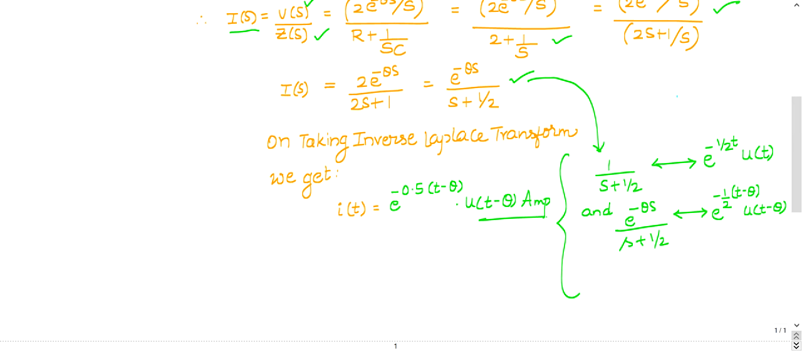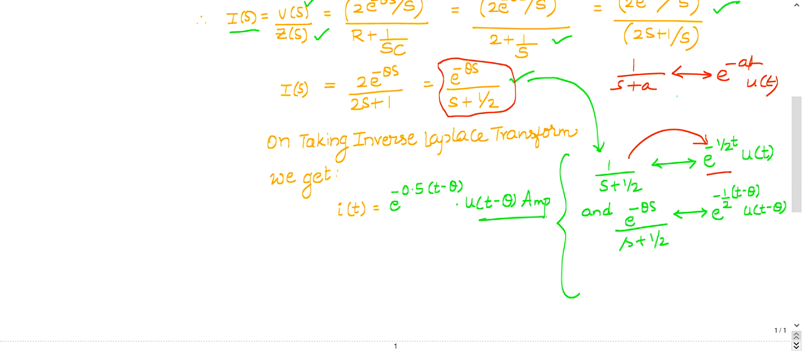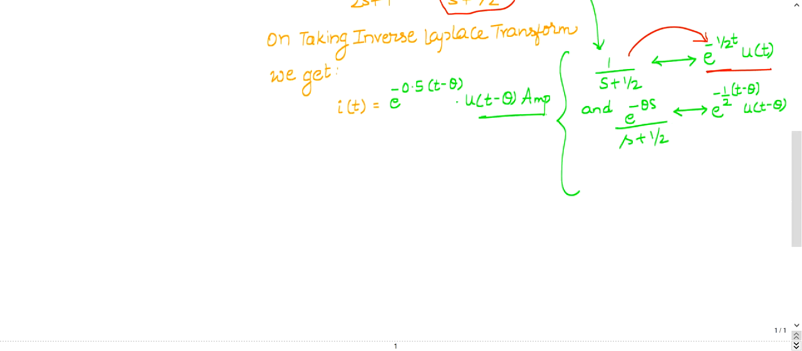I'll explain you clearly. This is the answer we got for the current. Now it may look complex for you. You split it into two parts. Assume that there is only 1 by s plus 1 by 2. If this is there, then the inverse Laplace transform you will find easily, right? 1 by s plus a is the Laplace transform of e power minus at u of t, right? Similarly, 1 by s plus 1 by 2 has the inverse Laplace transform e power minus half t u of t. This is understood everywhere.